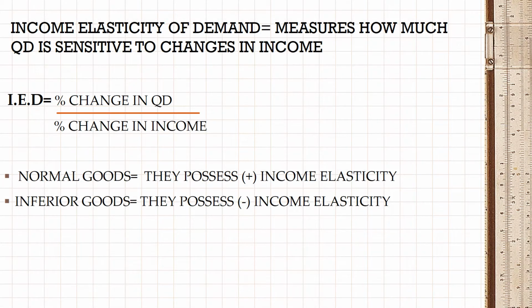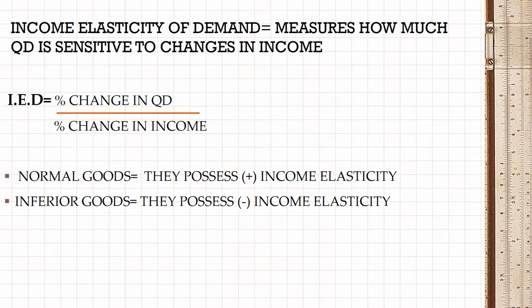Income elasticity of demand comes under the category of price elasticity of demand. It measures how much quantity demanded is sensitive to changes in income. Do not get confused with prices, because that was price elasticity of demand, where we computed how much quantity demanded is sensitive to changes in price level.